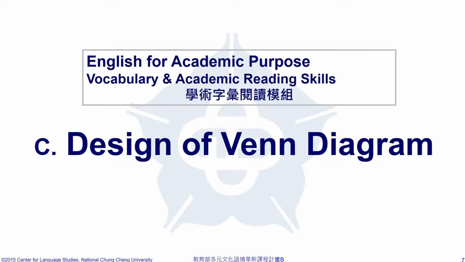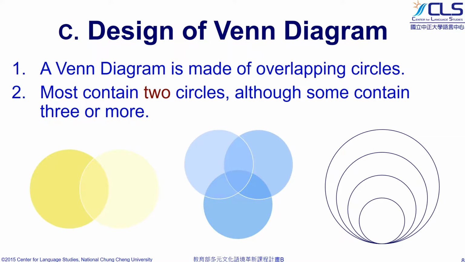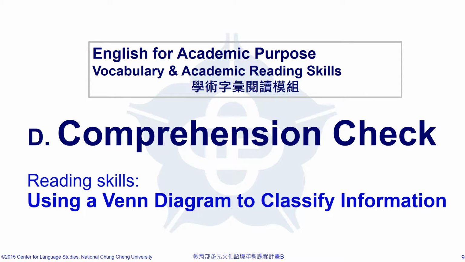Now, how to draw a Venn diagram? At least we need to draw two overlapping circles. Sometimes a Venn diagram can also consist of more than two circles. Okay, let's check how much we've learned.